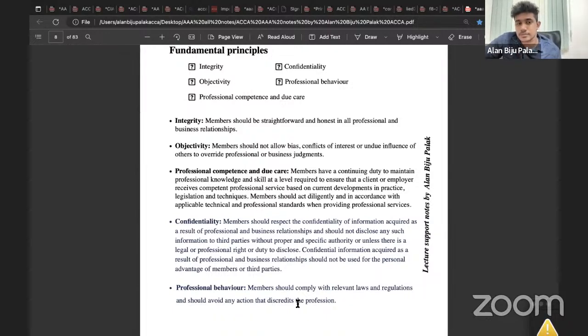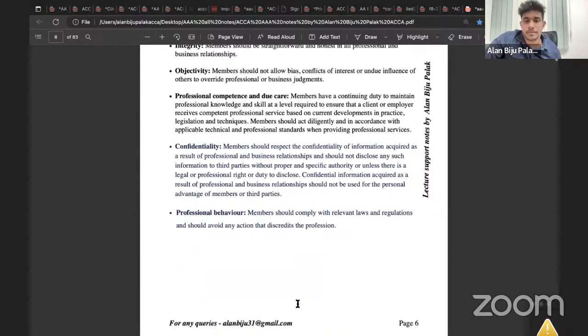Clear? Yes, sir. So this is how you need to consider the breach of fundamental principles while performing the audit engagement. Is that clear, everyone? Yes, sir.